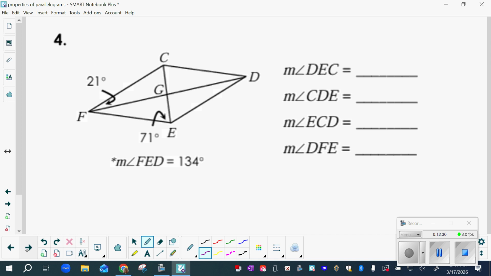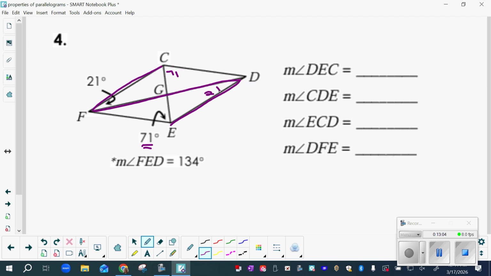I know that this little piece is 71. Now, here's what's weird. Do you remember that Mr. Wills taught you alternate interior angles? See how it makes a Z? So if this corner of my Z is 71, what does this corner have to be? 71. Let's do that again. If this little corner is 21, then this one down here is 21.